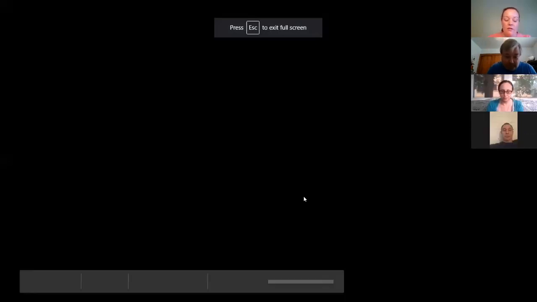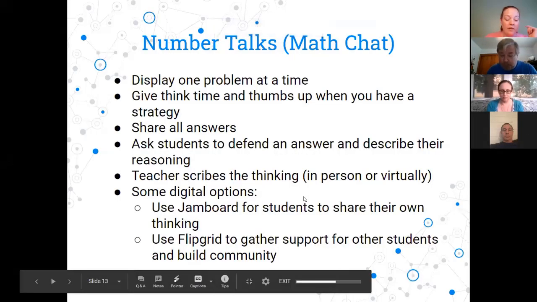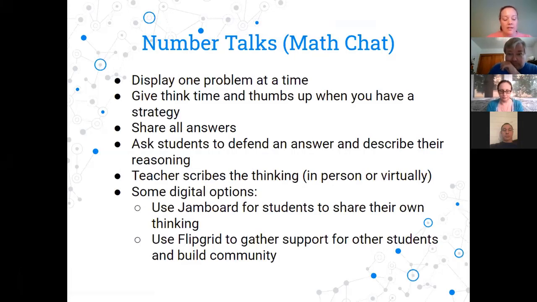The next routine that was asked about was the number talk, and you asked me to talk about the complexity of it. This one is not complex. It can just be scary to implement because you're going to go where the students take you. They're going to respond to a prompt, and you're going to take all answers, right or wrong, and they're going to have to defend their answers. And some of the strategies they use may be strategies we are not familiar with. That's what makes it scary, because we don't really know which way they may go.